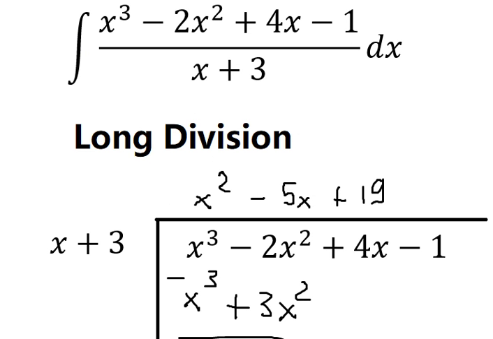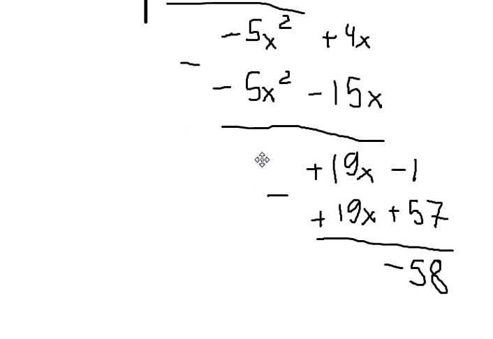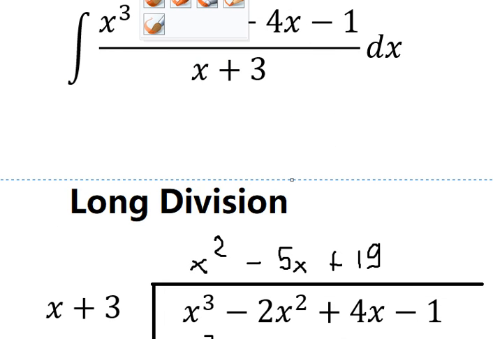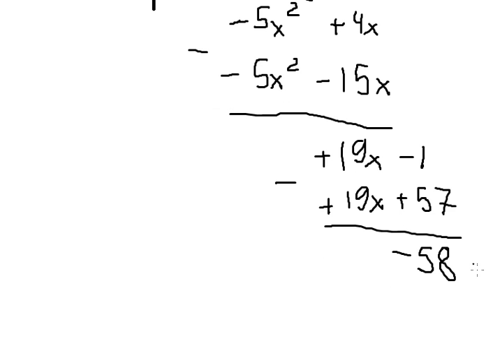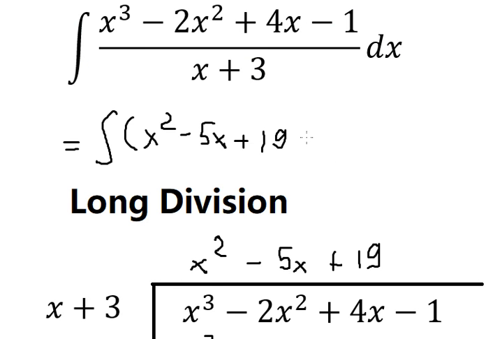So about this one we can write like this. So we write everything in here. And we have remainders, that's negative 58. So we can put in here over s plus 3. And we have the s.